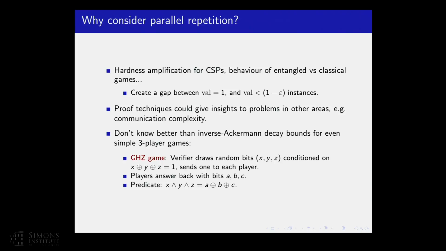So this is the GHZ game. The GHZ stands for the authors who introduced it. It's a very simple 3-player game, and the verifier basically draws 3 random bits. The bits are just the questions, conditioned on the fact that x XOR y XOR z is equal to 1. He sends 1 bit to each player: x to p1, y to p2, z to p3. They have to answer back with bits a, b, c, and the predicate that is evaluated is x AND y AND z equal to a XOR b XOR c. So for this game, we do not know any kind of decay bound, even though it's so simple to describe.